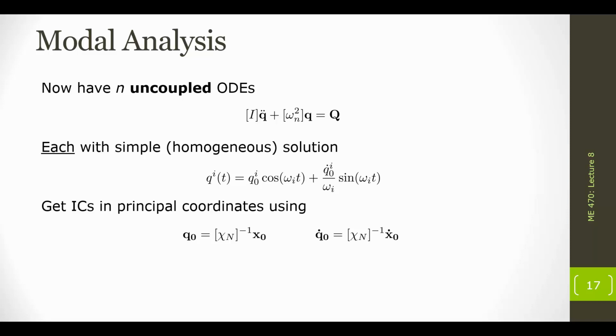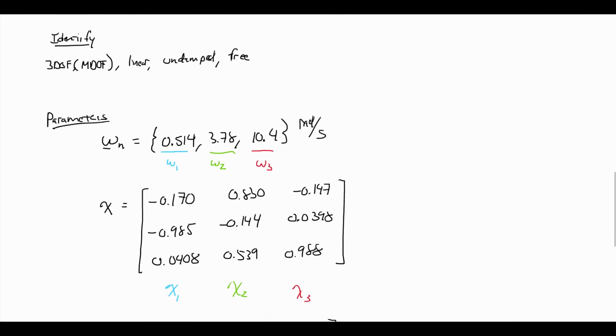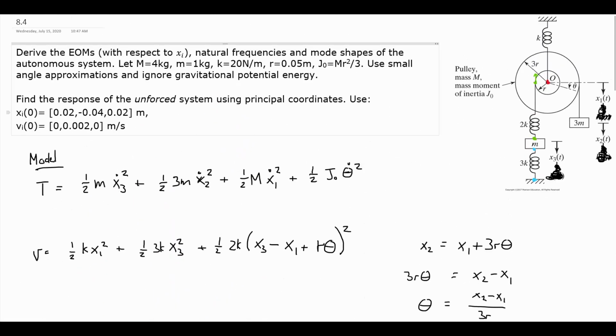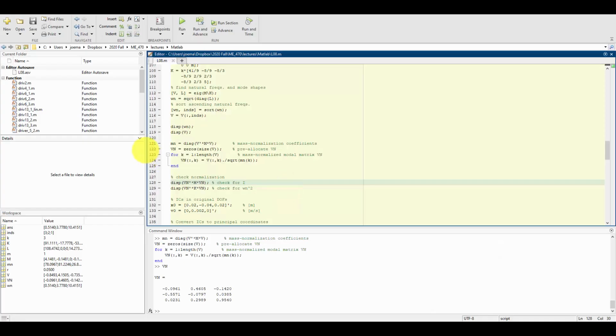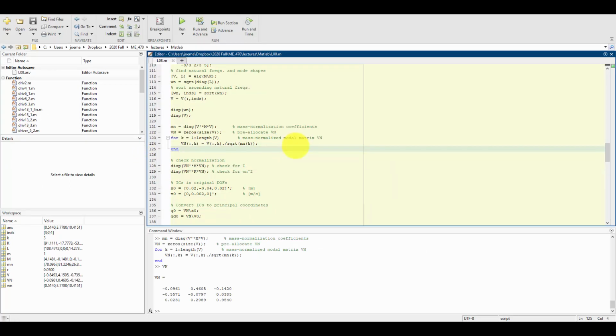But keep in mind that what we're doing is a coordinate transformation, and we know how to go from our original x1, 2, 3 coordinates into these principal coordinates q1, q2, q3. If we take our original coordinates and pre-multiply by the mass-normalized modal matrix inverse, that takes us to our new coordinate system. We are given the x_i naughts and the x dot i naughts, so the initial positions for x1, 2, 3, and the initial velocities. So what we have to do is transform these into our initial conditions in the q coordinates. We'll do that in MATLAB and then record the results.